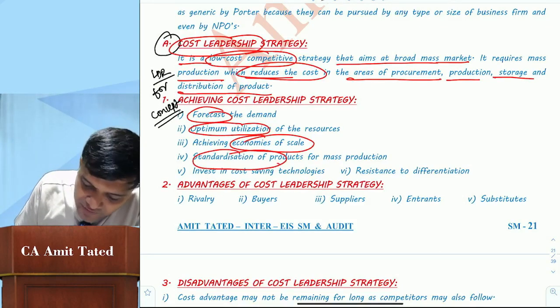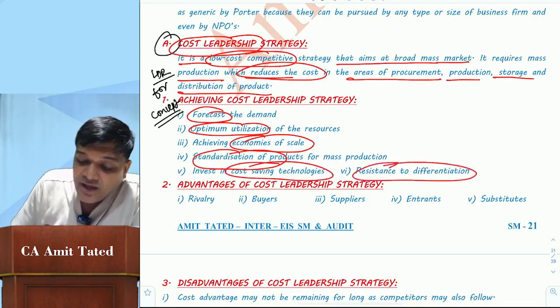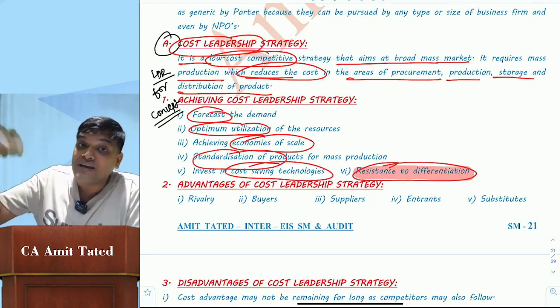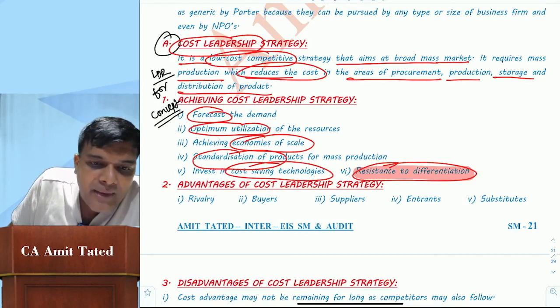Okay, invest in cost saving techniques and technologies, and resist differentiation. That is, you need to resist yourself from differentiation. If you go with differentiation, your cost will increase, so don't increase the cost. Resist differentiation. Aim at broad mass market.